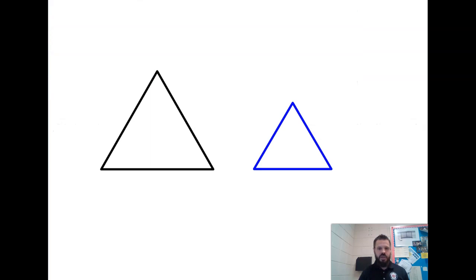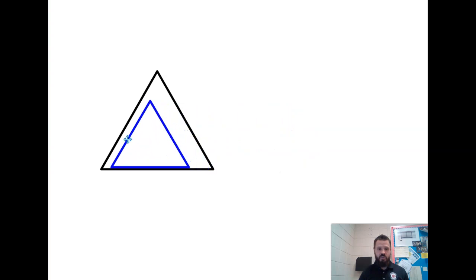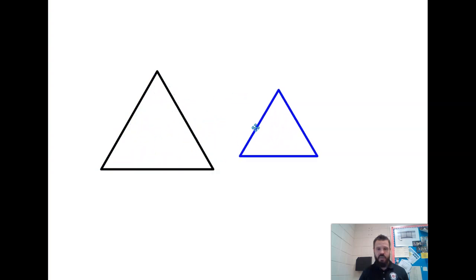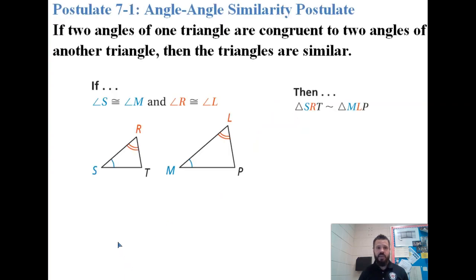So first thing we're going to talk about is this. Let's say I have two triangles, obviously different sizes, but let's say that all three of their angles are congruent. So bottom left, top, and bottom right match. Now I can't prove that it's true, but what it looks like is true is since the angles are congruent, the triangles are similar to each other, same shape, different size. That's going to be our first postulate for the day. The angle-angle similarity postulate.